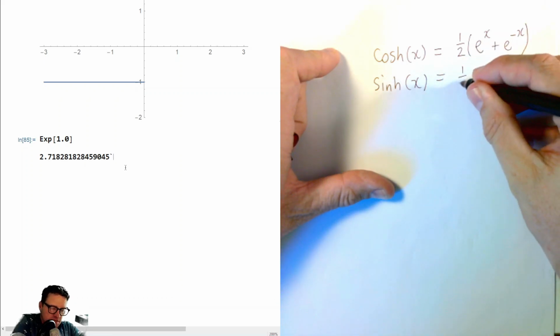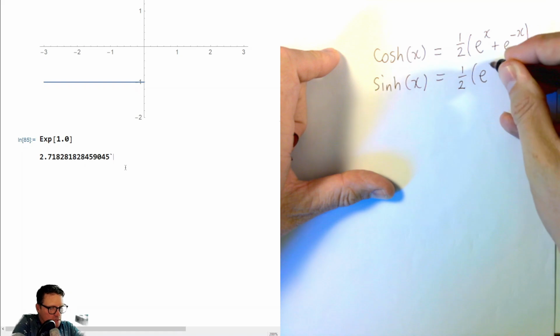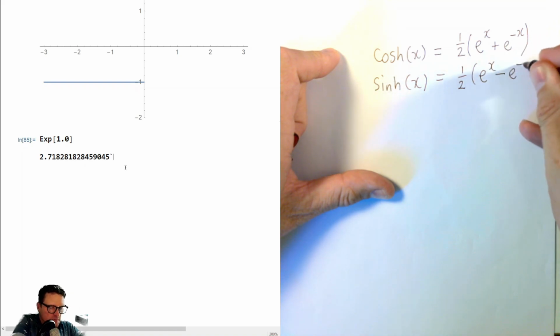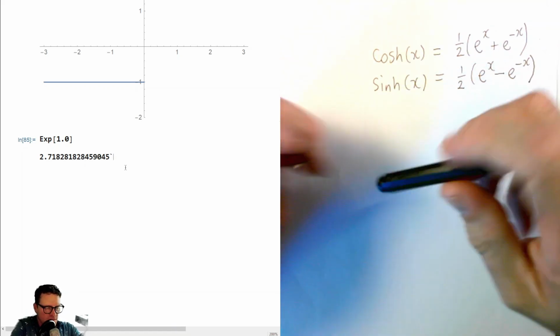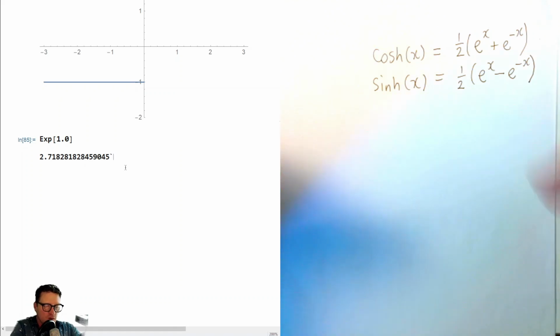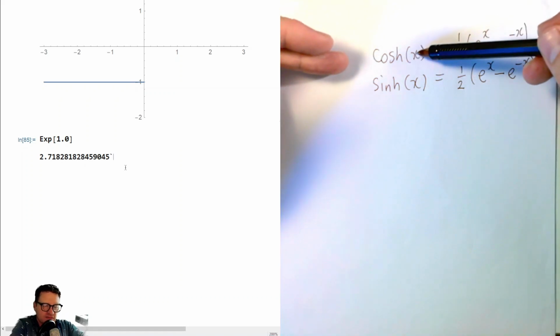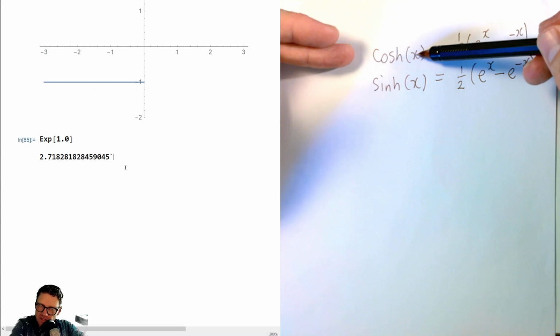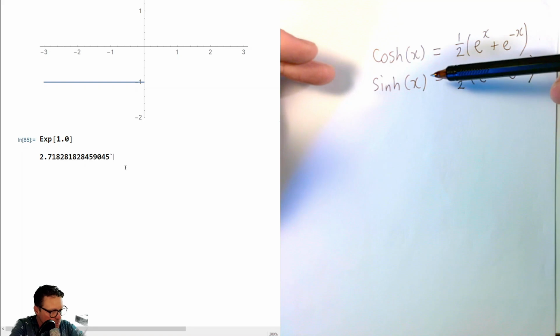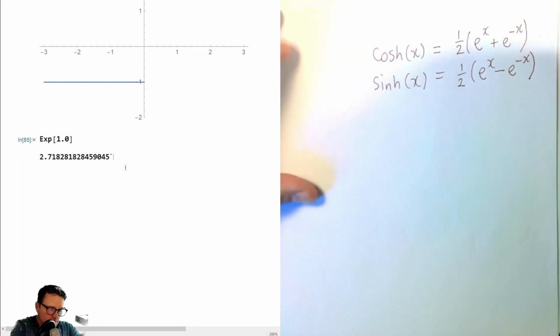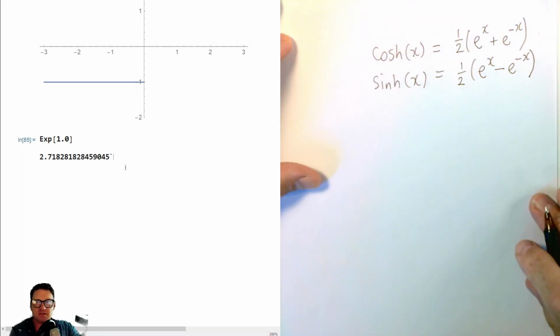Now, sinh is defined really similarly. It's 1/2 times e to the x minus e to the minus x. Okay, so cosh and sinh. All right, so one thing to notice here. Now, you see the naming of these, this looks a little bit like cos and this looks a little bit like sine, doesn't it? That's not a coincidence, because there are really close relationships between sine and cos, and I'm going to show you some of these.